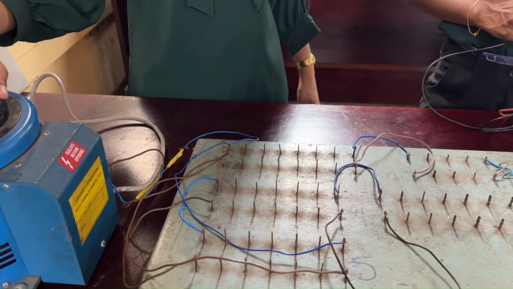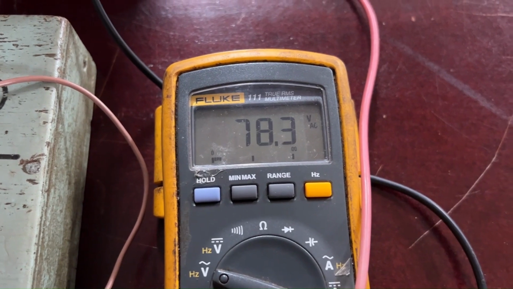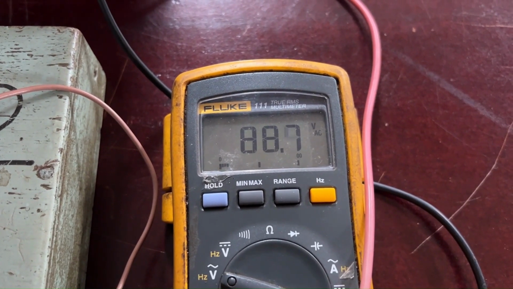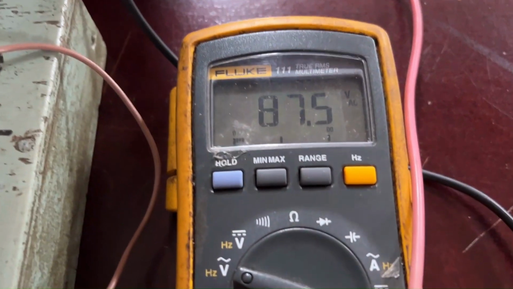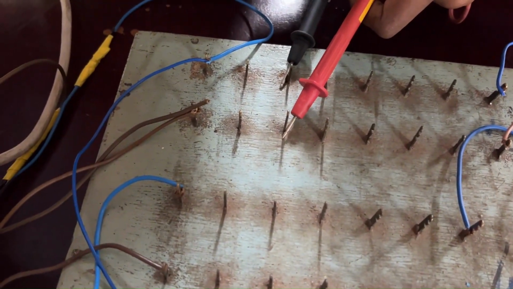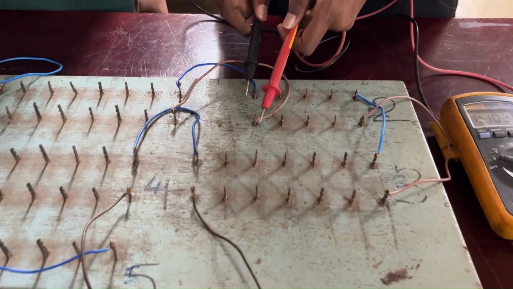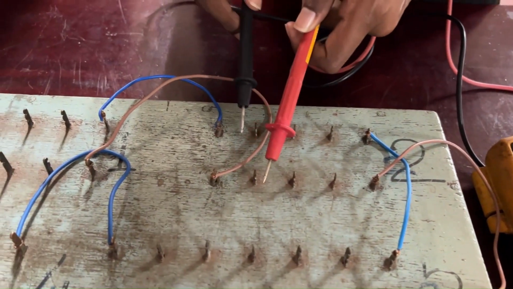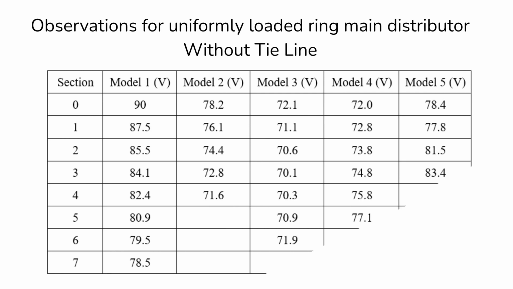Connect all the modules and feed one junction with 90 volts. Measure the voltage at each section of the ring main distributor and note down the reading, and determine the minimum voltage and the point at which it occurs. Here are some sample observations for uniformly loaded ring main distributor without tie line.